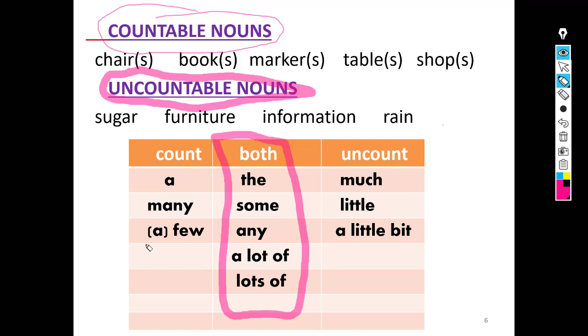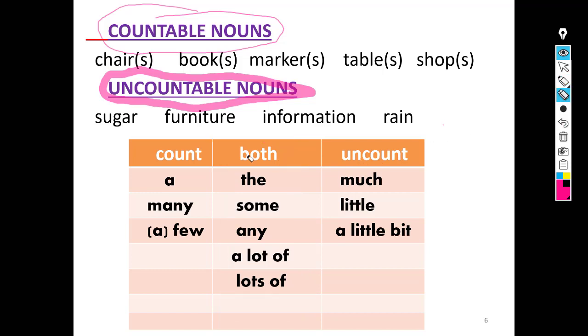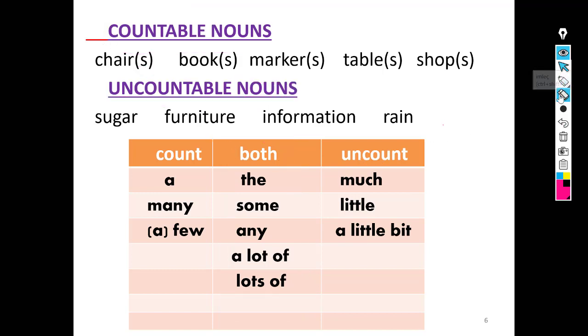We can use countable nouns for these words, and we can say all these words for the countable nouns. We can use it, okay? If you want to write all these things, you can stop my video and then you can copy all these things on your notebooks.